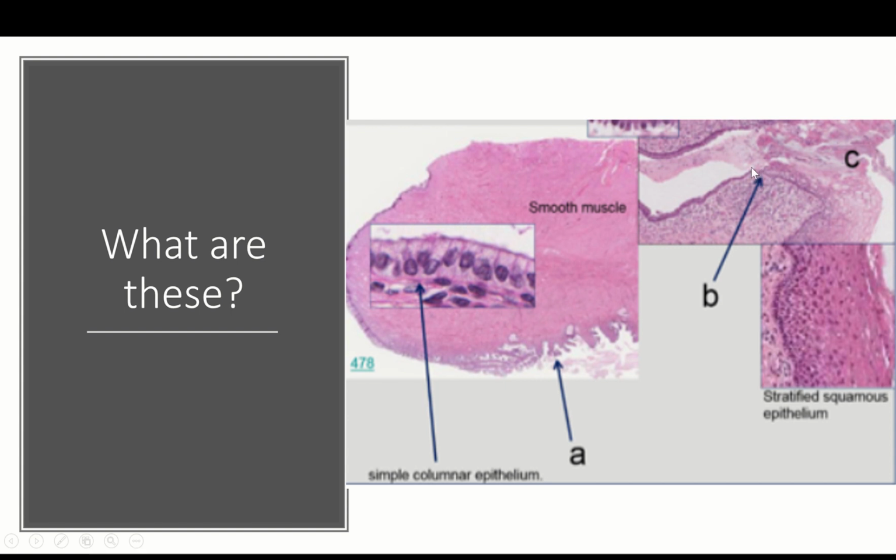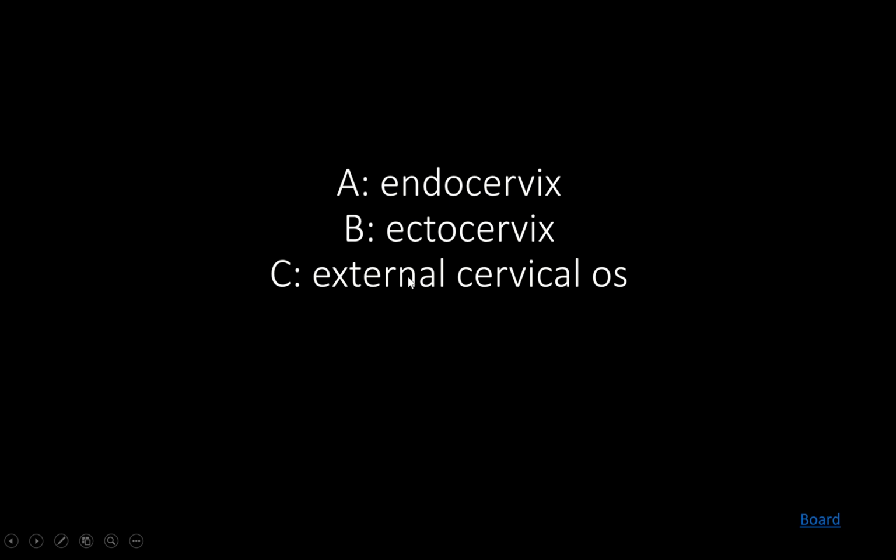B, right here, this is pointing to the junction where out here we have stratified squamous epithelium, and in here we have that simple columnar of the endocervix. So this junction between these two types of epithelium, remember, was the ectocervix. This is where we're changing the type of epithelium. And then remember this right here. This is like the hole in the cervix, the opening of the cervix. That's going to be the external cervical os. External cervical os. If I were to swap this word out for internal, it would be wrong.